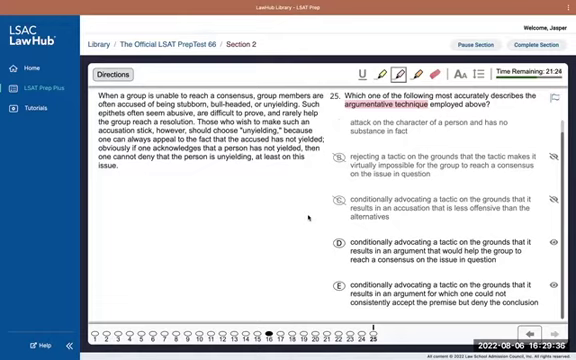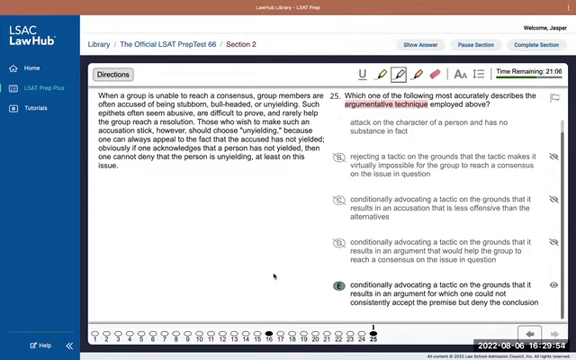All right. Conditionally advocating a tactic on the grounds that it results in an argument that would help the group to reach a consensus. No, this is not going to help the group reach a consensus. It's just going to help you defend the fact that you called somebody unyielding. So it's got to be E.